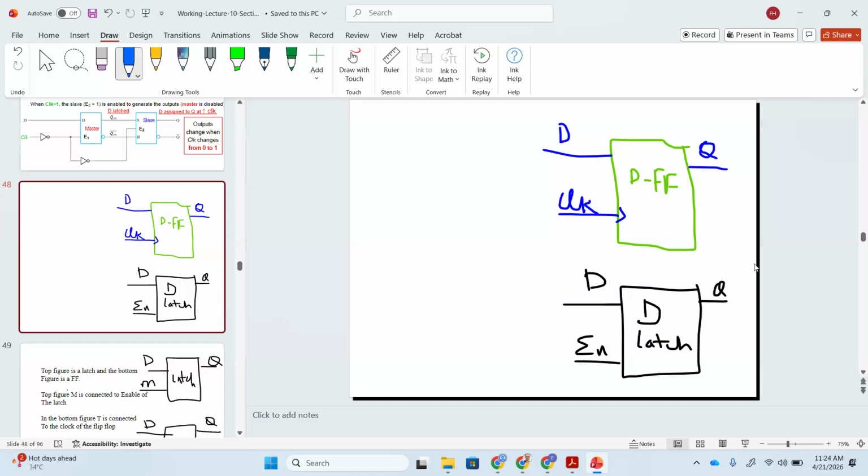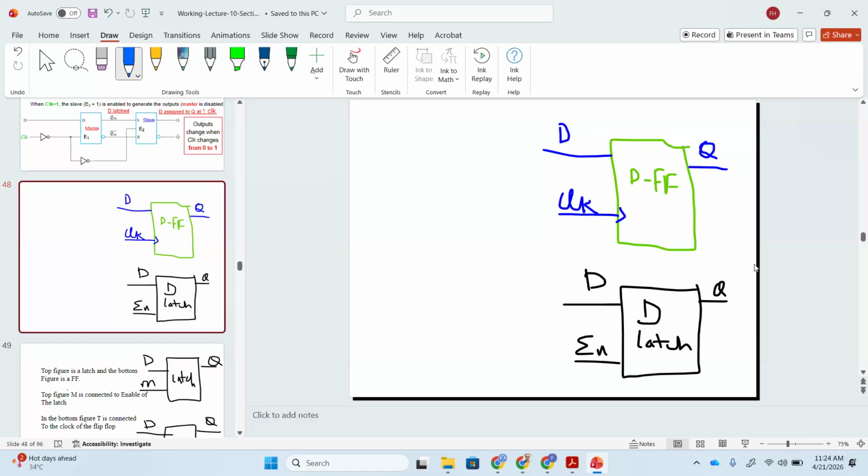So now, if you look at the block diagram, there is a difference between the latch and the flip flop. Can anyone see the difference between the latch and the flip flop? The inputs. Can you elaborate, please? The latch has enable and the DFF has clock. No, there is another difference.